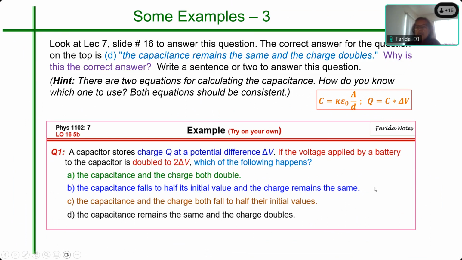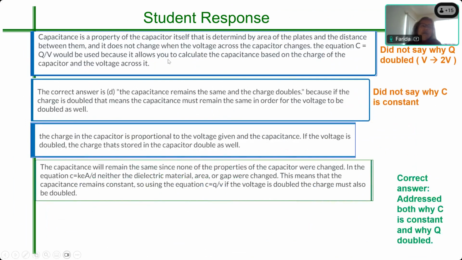So, the answers that we got here. The capacitance is a property of the capacitor itself. This student talked about the capacitance being a property of the plates and the distance; it does not have anything to do with voltage or what circuit you connect it to, which is fine. But in this one, "the capacitance stays the same" is correct, but the student did not address why the charge would double.